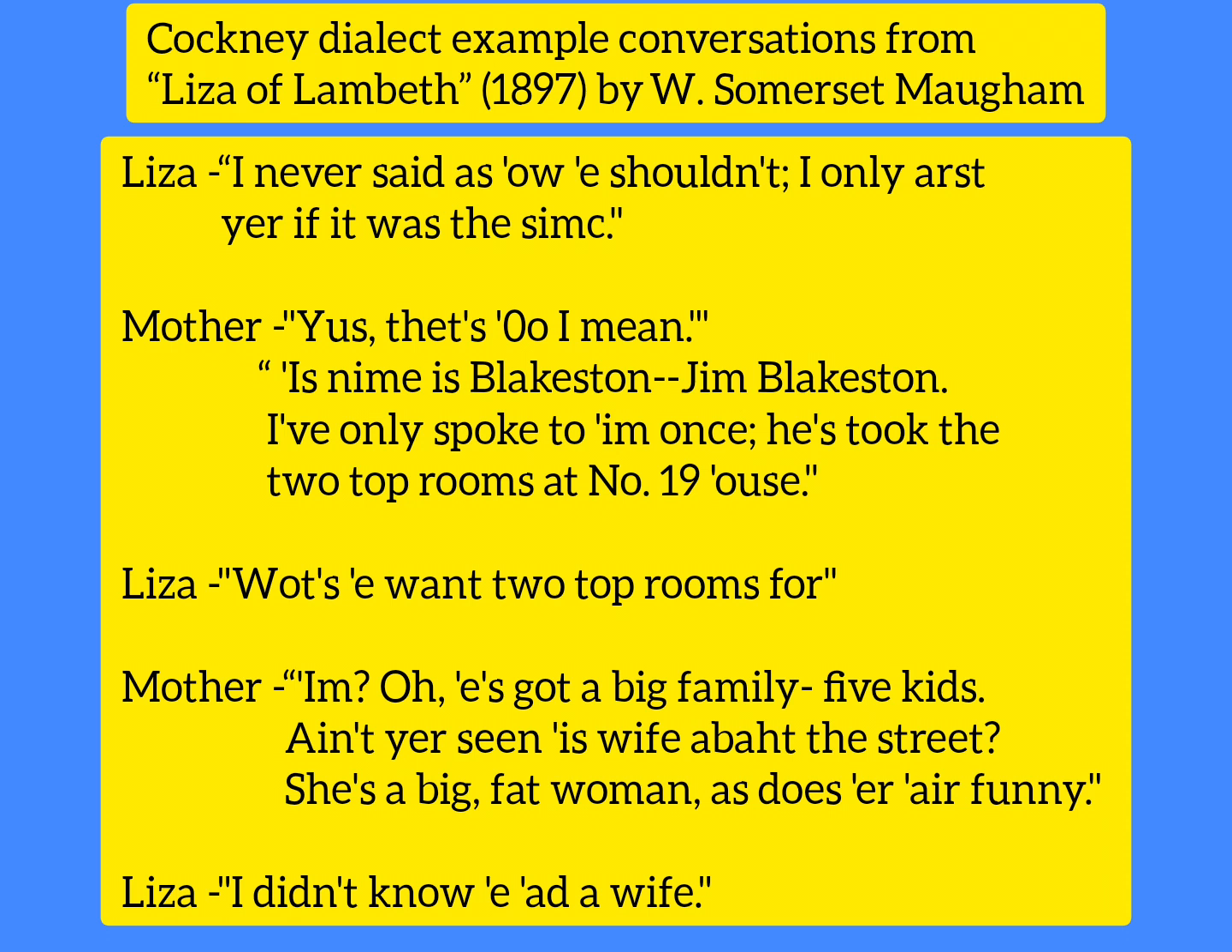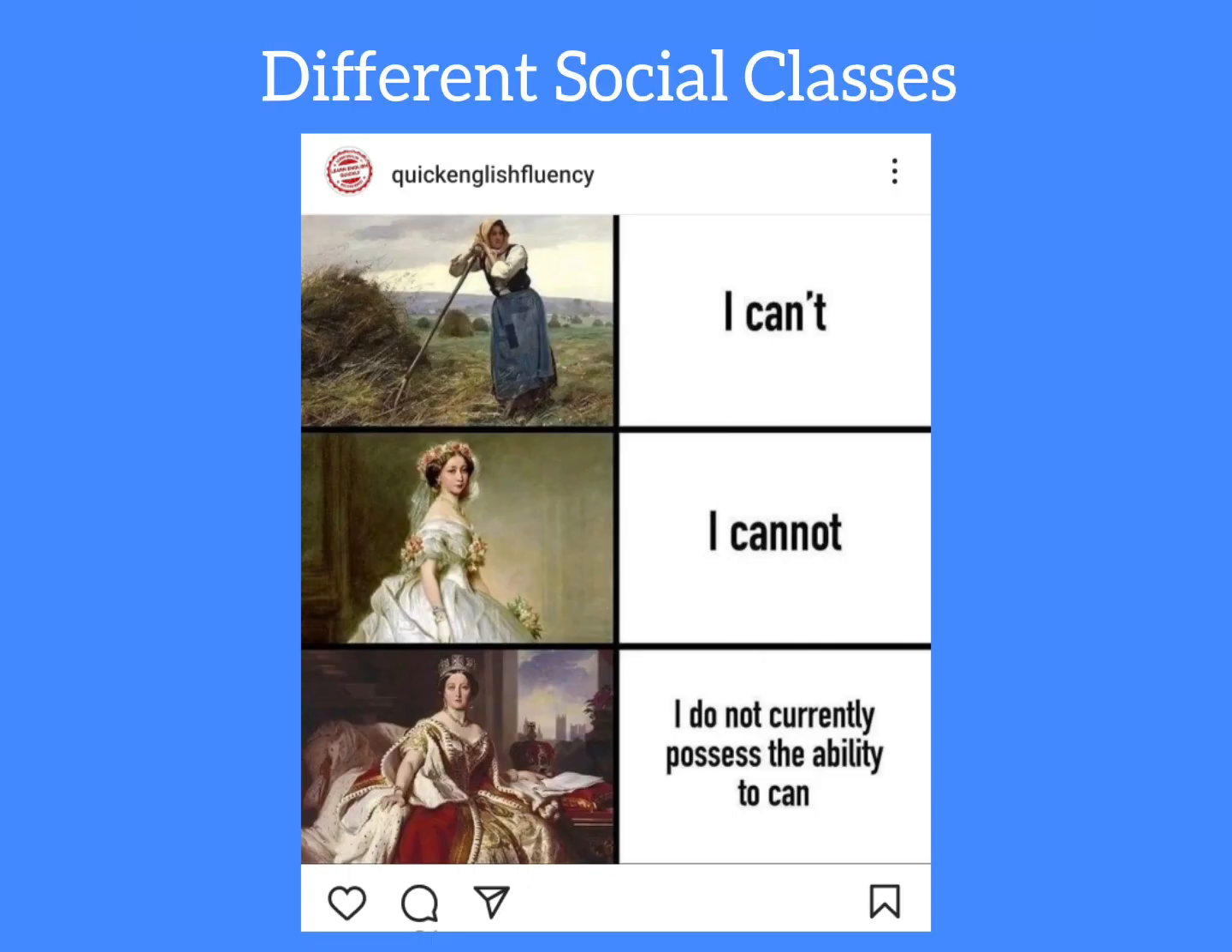So this is a very interesting Cockney dialect. According to differences in social classes or social groups, the dialect becomes different. In British English dialect, according to social class, workers might simply say I can't. Middle class people might say I cannot. But the very high class, or in literature, might say I do not currently possess the ability to. This is a very funny and interesting one in British English dialect.